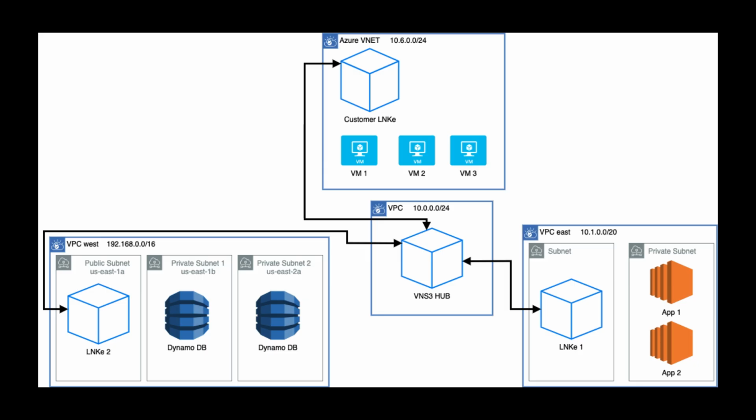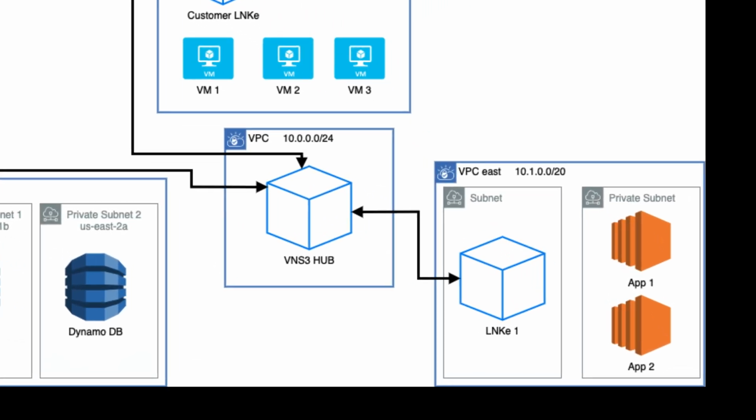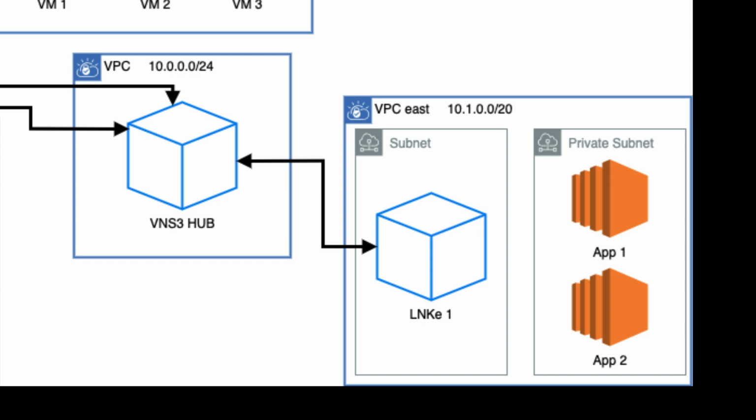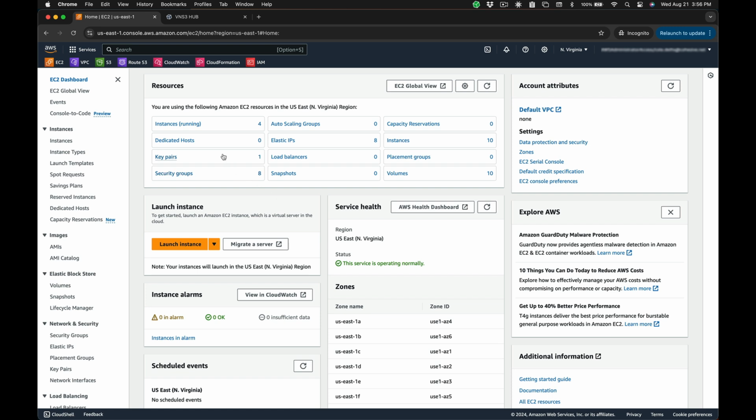Here is a diagram of our current configuration. We have 3 different VPCs in AWS and a customer VNet in Azure. There is a VNS3 hub in the middle. The customer VNet and West VPC already have LNKes created and are linked into the hub VNS3 controller. For visual reference, we will be linking in the LNKe controller in the East VPC on the bottom right of this diagram. Let's begin. First, navigate to your AWS console.